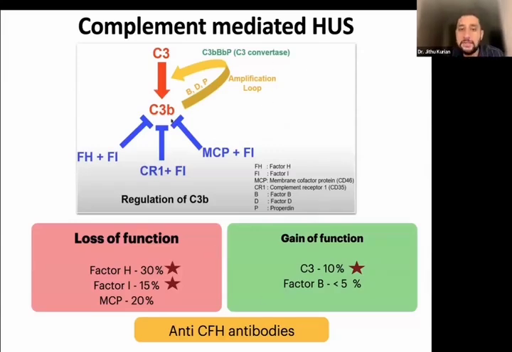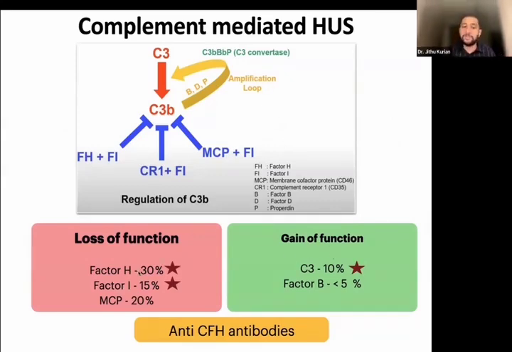So we have inhibitory factors and we have amplification factors. If you have a loss of function of the inhibitory factors like factor H, factor I, or MCP, you have complement-mediated HUS, or atypical HUS. If you have a gain of function of the amplification loop factors, you also have atypical HUS.